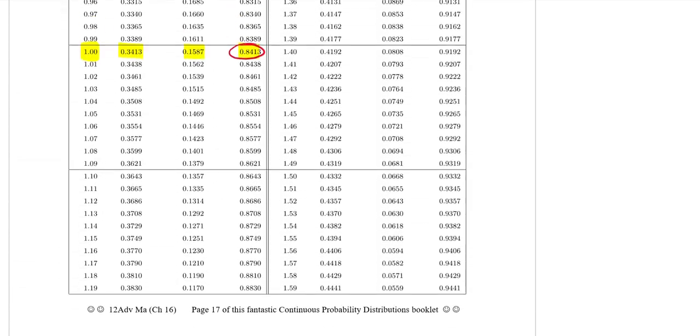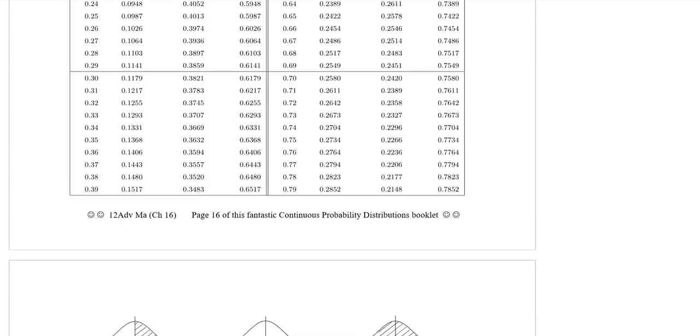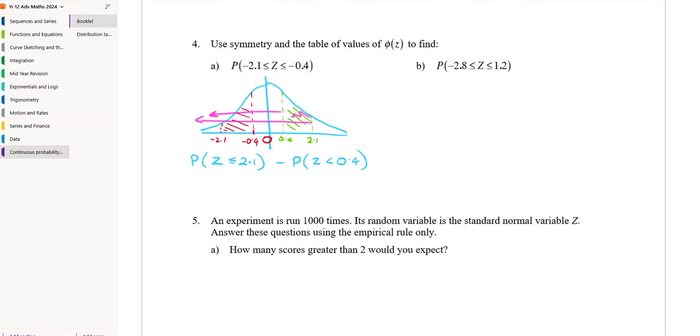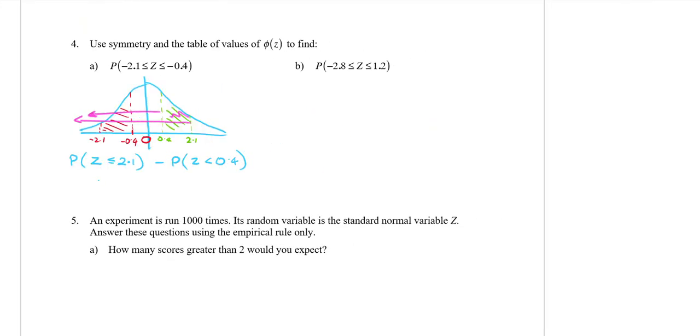Then I need to find 0.4, back to 0.4, there it is. And I'm going to do the larger portion of that one, which is the 0.6554. Okay? So let's write those in. Our numbers were 0.9821 minus 0.6554. And that is equal to 0.3267. Still with me? Good.